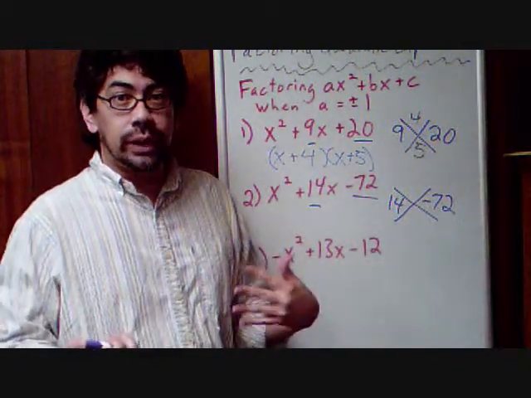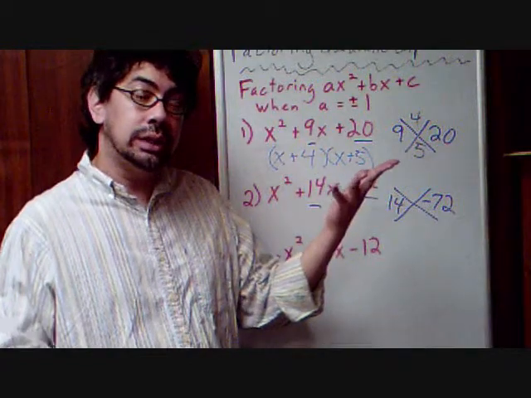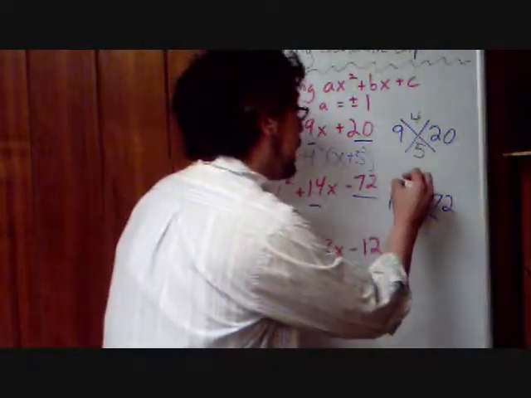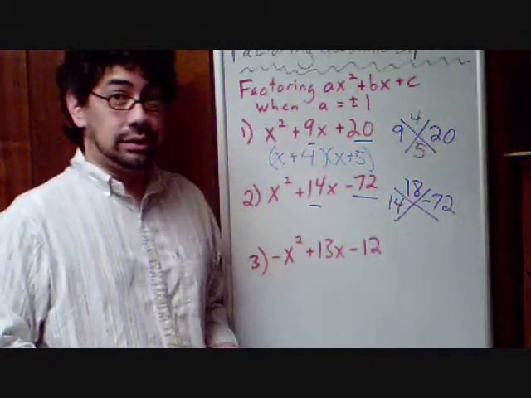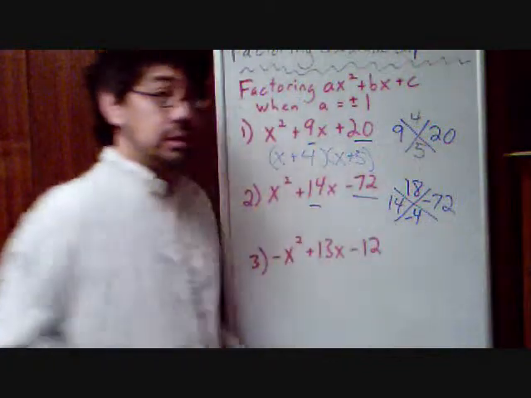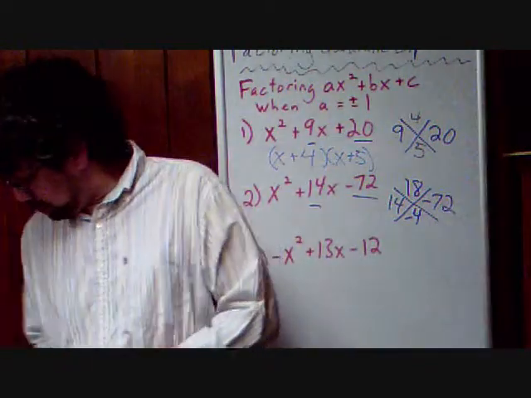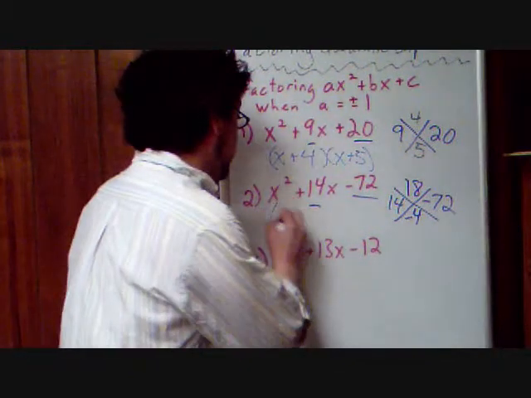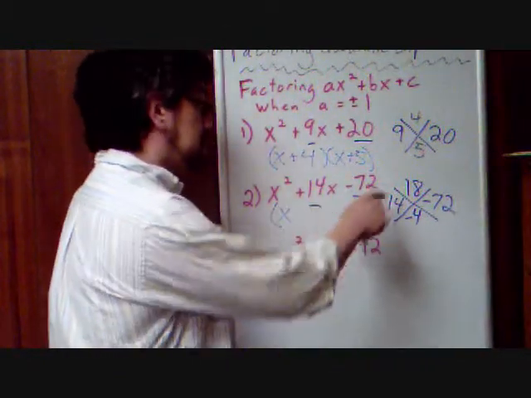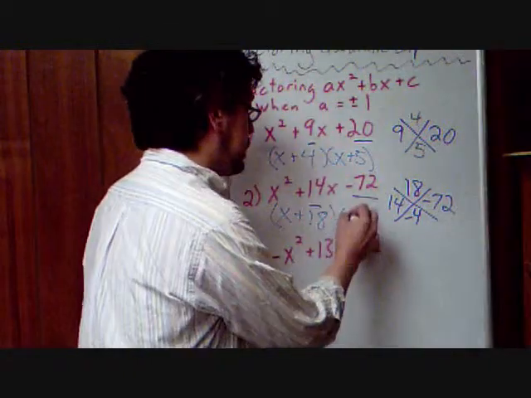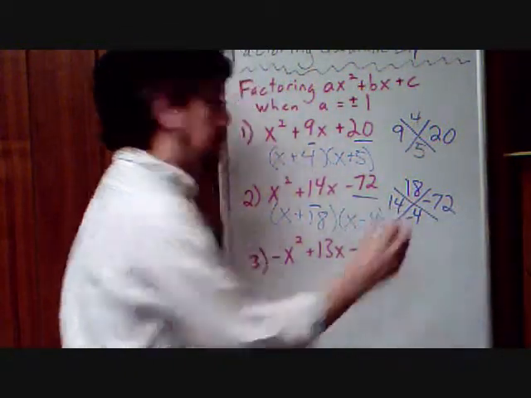But it's very simple when I figure that out. All I have to do is switch the signs. So I don't want negative 18, I want positive 18. And my negative should be the 4. So my factoring is x plus 18 and x minus 4.